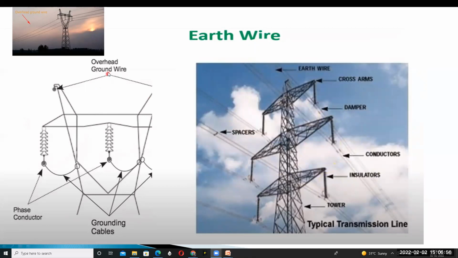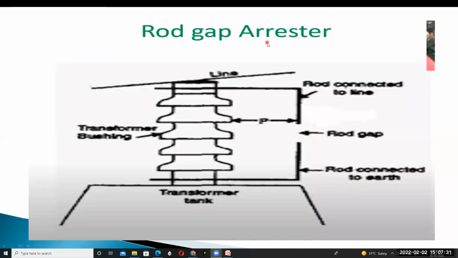If any lightning takes place on the transmission line, the lightning first falls on this line, the topmost wire in the transmission line, the overhead earthwire. Then the huge amount of current is discharged through the transmission tower to the ground. This is the simple concept of the earthwire. And next, the rod gap arrestor.